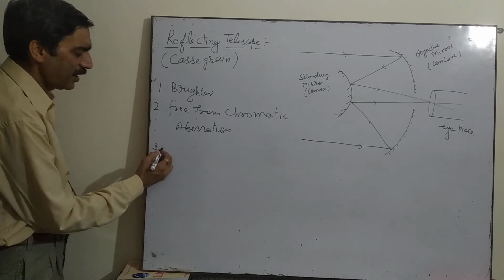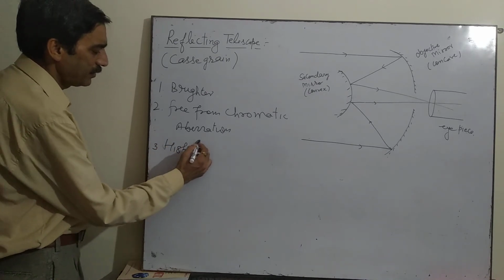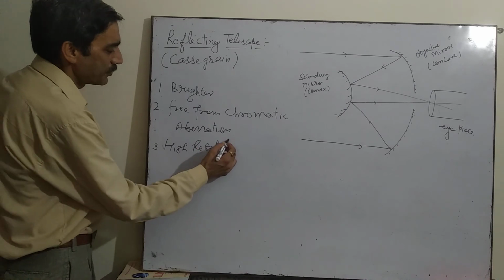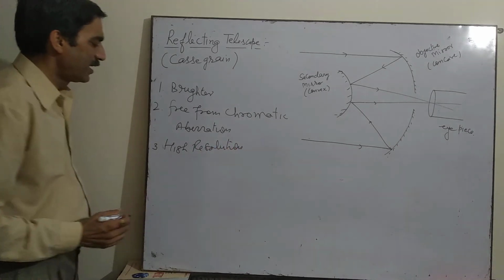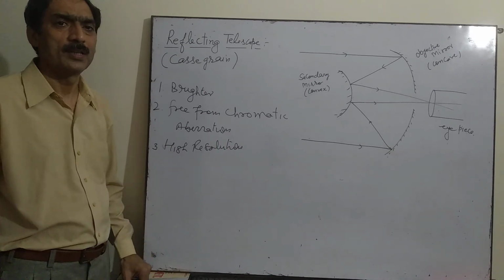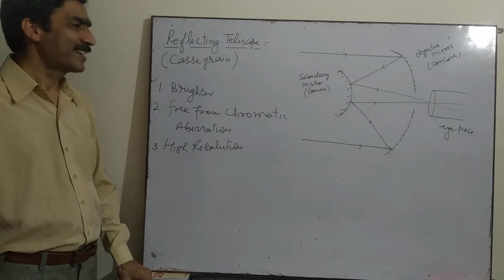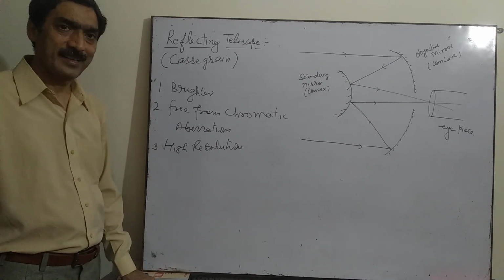Next, number 3, high resolution. These are the advantages of the reflecting type telescope over the refracting type telescope. This is all about the reflecting type telescope or the Cassegrain telescope.